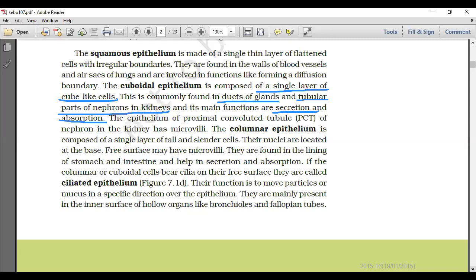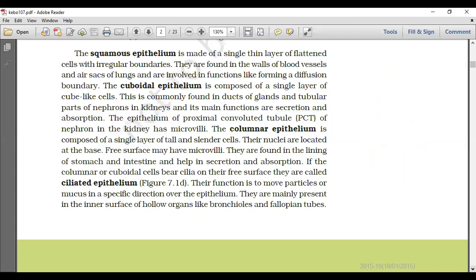The simple cuboidal epithelium of the proximal convoluted tubule of the nephron in the kidney has microvilli. So these microvilli increase the area of absorption.